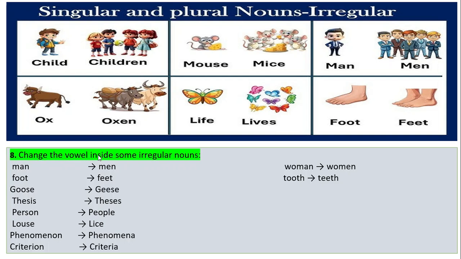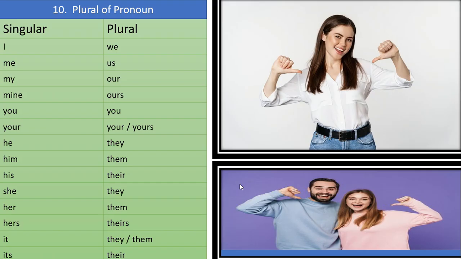Now, we change the vowel inside some irregular nouns. And after changing the middle vowel letter, we can make those words plural. For example, man, men, foot, feet, goose, geese, thesis, theses, person, people, louse, lice, phenomenon, phenomena, criterion, criteria, woman, women, tooth, teeth.